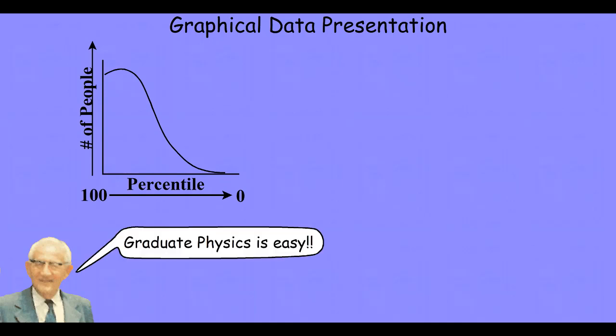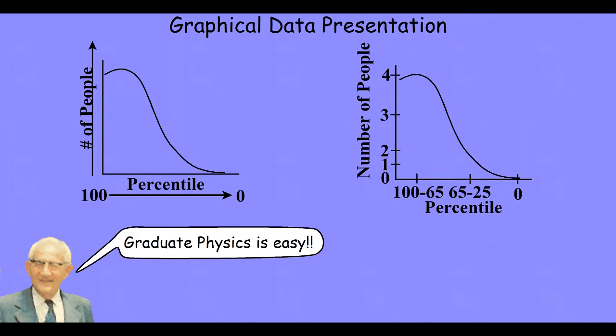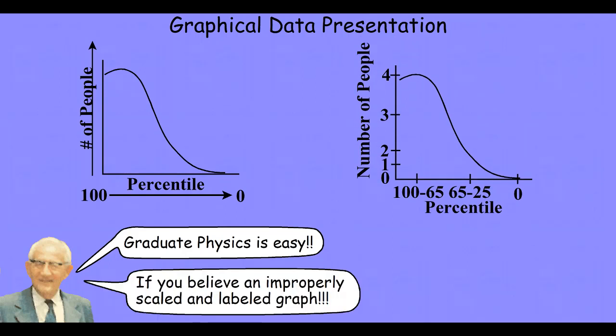If we look at this graph, it makes it seem like graduate physics is easy. I mean, look at all the people who are up here by 100 percentile. If I introduce a slightly different scale to that same graph, we realize that that perception of graduate physics being easy was really created by a combination of absent, inconsistent scaling and weird binning.